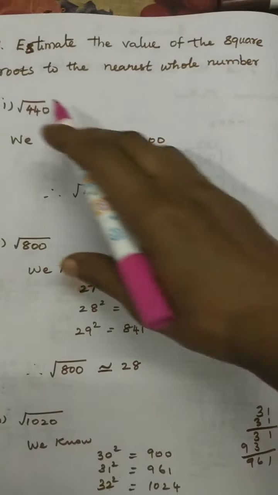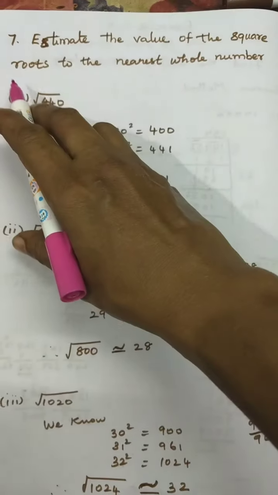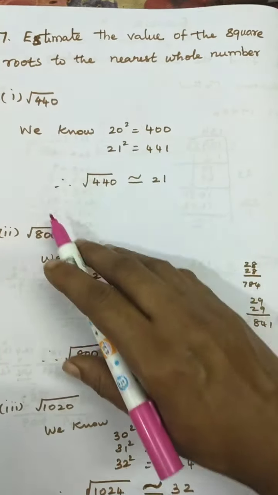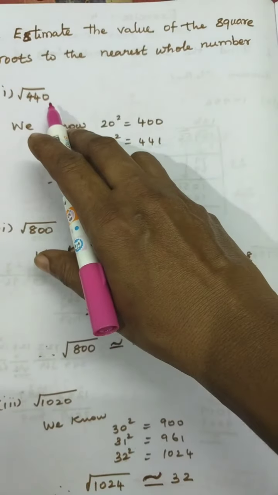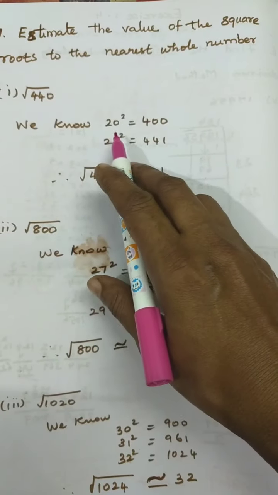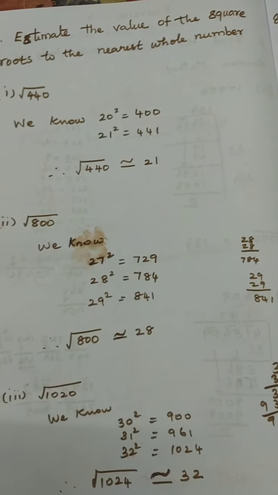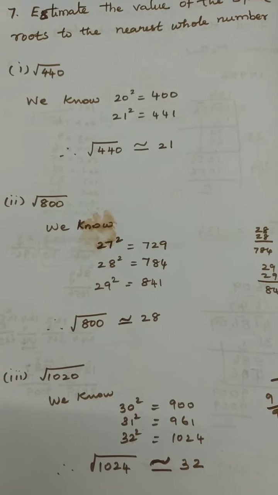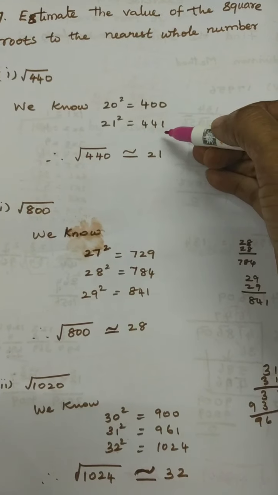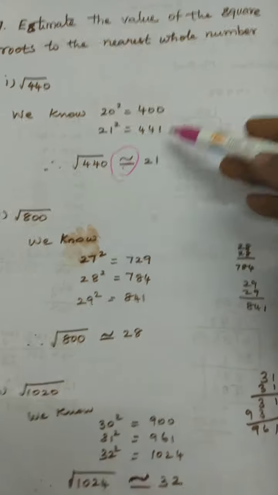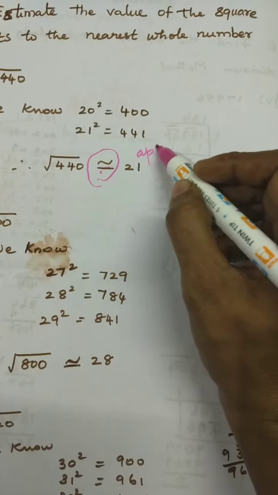Seventh sum. Estimate the value of the square roots to the nearest whole number. That is root of 440. We have to write the nearest whole number. We know 20 square is 400, then 21 square is 441. So there is only 1 difference, so we can take approximately. You write the symbol as approximately.